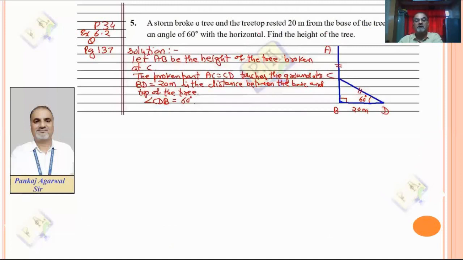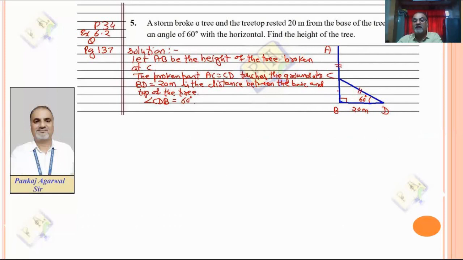Now, solution. Let AB be the height of the tree broken at C. So AB is the actual height and it is broken at C. The broken part AC equals to CD touches the ground at D. So CD and AC are one and the same thing, but now it is touching the ground at point D. BD, which is 20 meter, is the distance between the base and the top of the tree. And angle CDB, according to the question, is 60 degree.